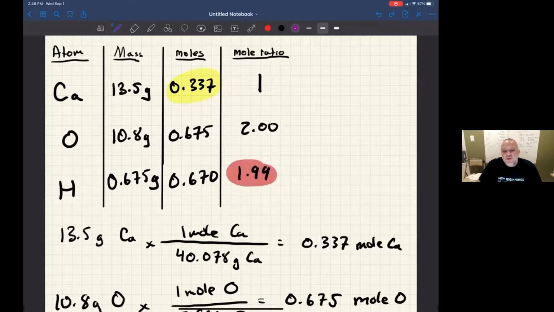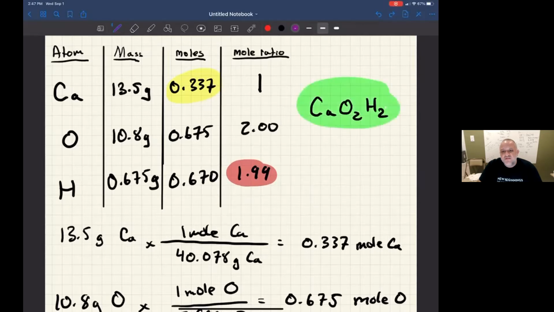Now, you look at this 1.99, and one of the things the students need to realize is that this is 2. The reason why it doesn't come up as 2 in your calculator is because you're not dealing with enough significant figures. And even if you had 5 or 6 or 7 significant figures, it might just be 1.9999. And so you need to recognize this as being 2, essentially very close, for all intents and purposes, it is the whole number 2.